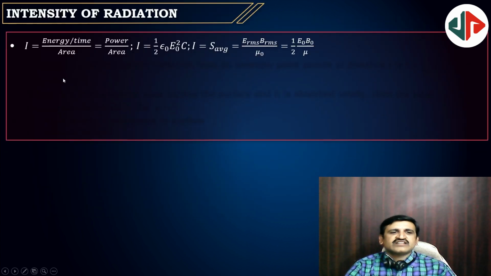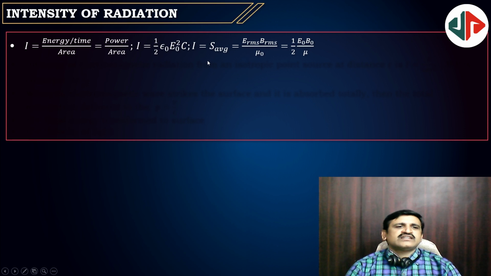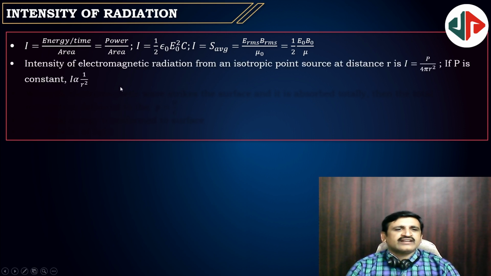Next, intensity of radiation. Intensity is nothing but energy per unit area in unit time, nothing but power by area. So watt per meter square is the unit for it. So half epsilon naught E naught square into C. This is the magnitude of Poynting vector. E RMS B RMS by mu naught. Half E naught B naught by mu naught, because peak values by root 2 will come, so that will be 2.